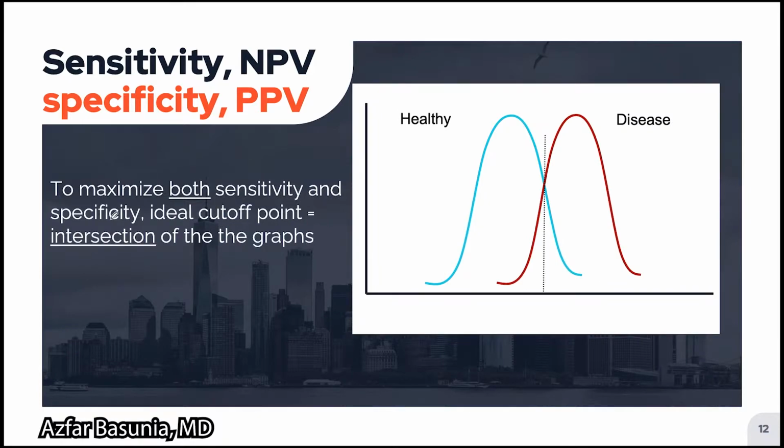To maximize both the sensitivity and the specificity of a diagnostic test, the ideal cut point is given by the intersection of the two graphs. So that would be here.